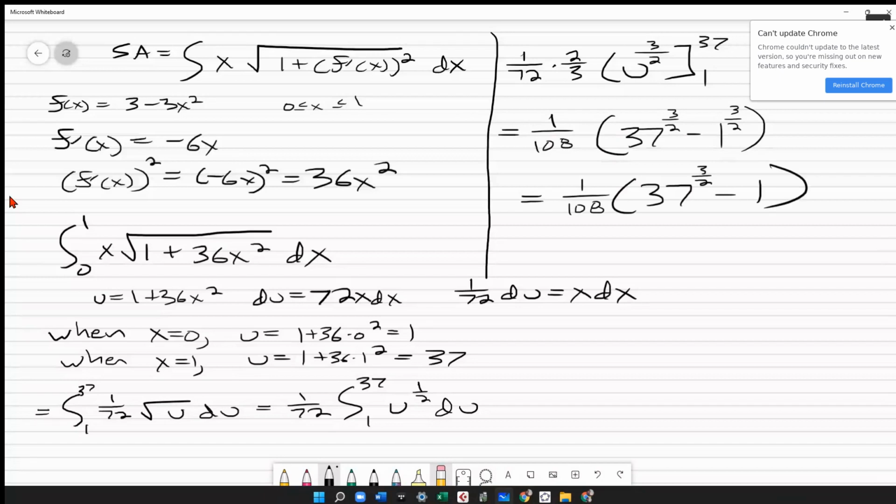So if you have to leave that as a decimal for the particular problem, then just go ahead and punch that in your calculator because who knows what it is. But that's the exact answer. It's 1 over 108 times 37 to the 3/2 minus 1.